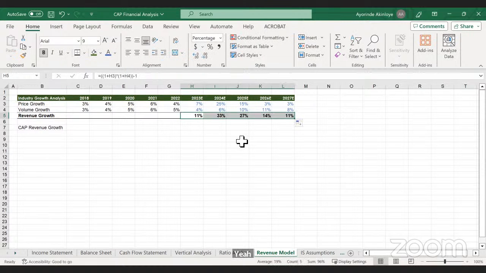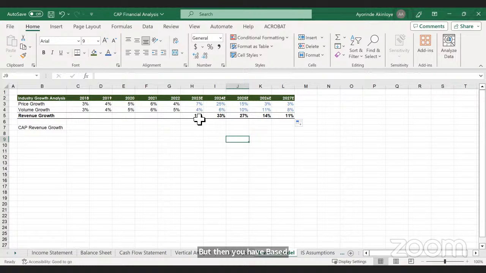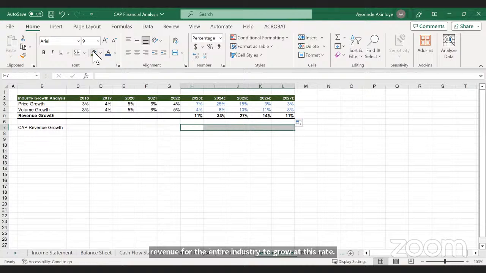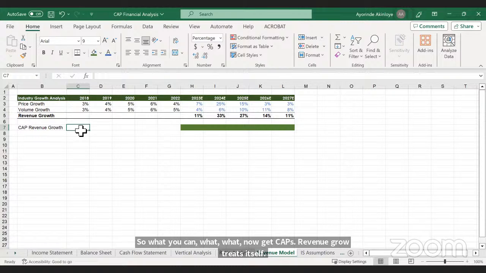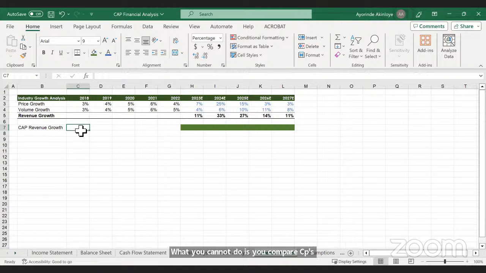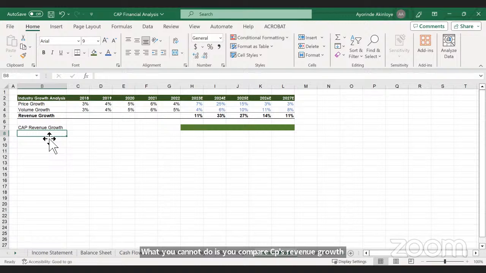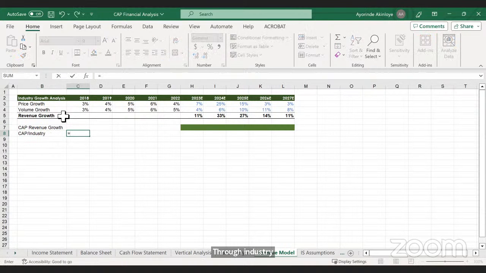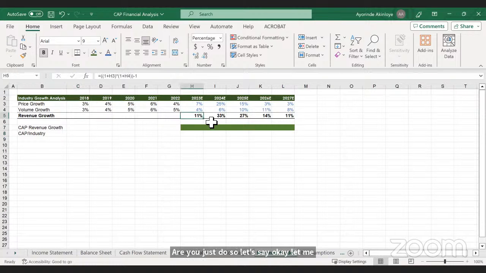So based on your forecast, you expect revenue for the entire industry to grow at this rate, right? To now get CAP's revenue growth rate itself, what you can do is compare CAP's revenue growth rate historically to the industry. So you can do CAP to industry.